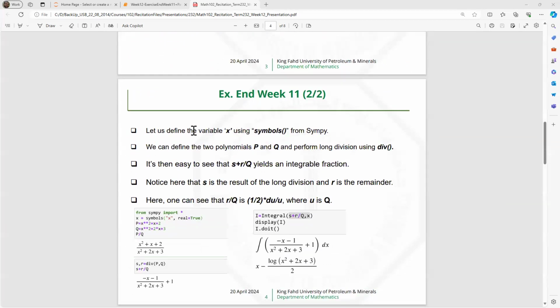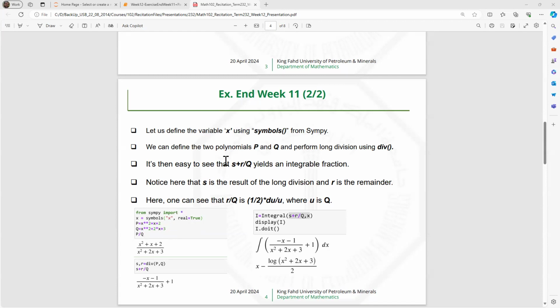So at the end of week 11's presentation, for the exercise, what should we do first? As usual, we should define the variables using the symbols function. And here we imported from SymPy everything using the star, x as a symbol, which is a real variable. We'll define p as x squared plus x plus 2 and q as x squared plus 2x plus 3. And we'll try to write down what p divided by q is.